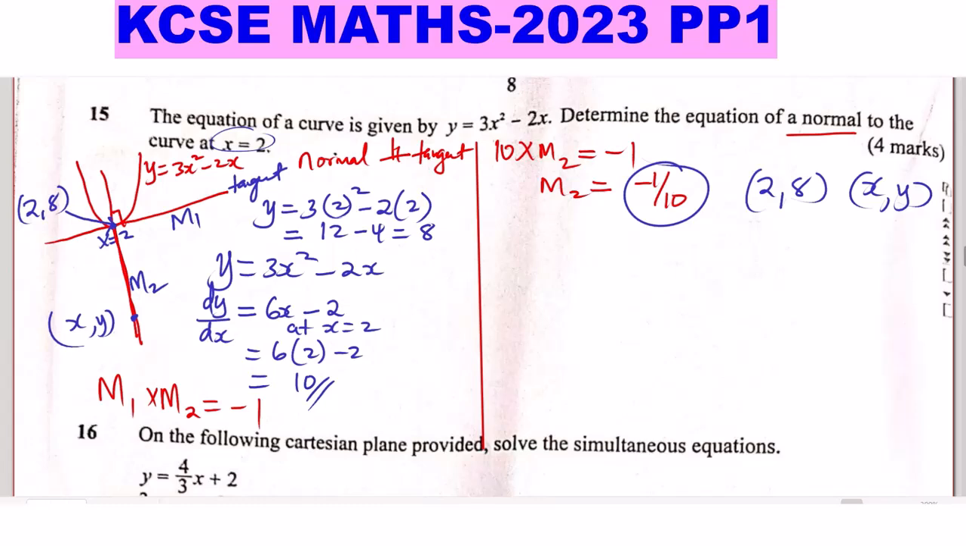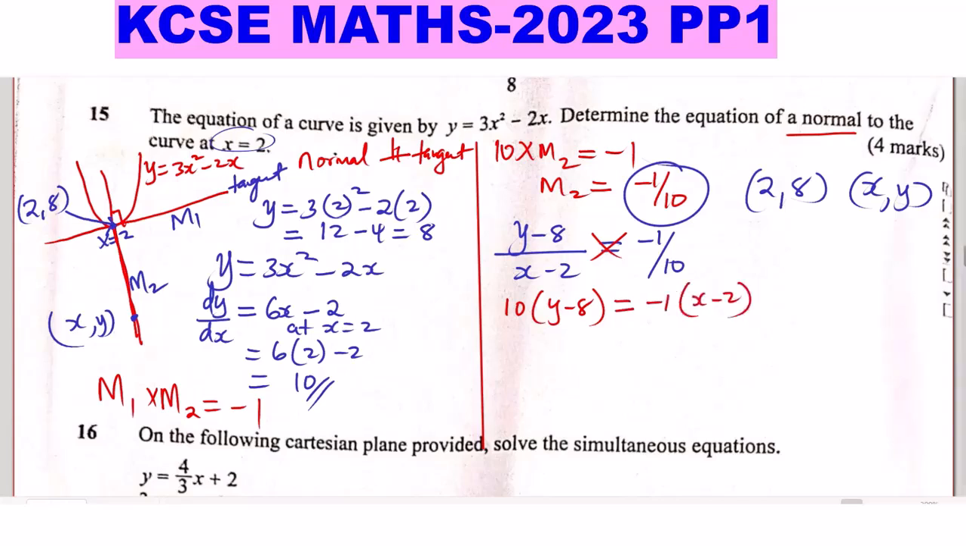So using these two, (2, 8) and (x, y), get the gradient. Gradient is change in y, so y minus 8, divided by the change in x, x minus 2. That is how we get the gradient, and we know that gradient, M2, is -1/10. From here you can cross multiply. You have y minus 8 multiplied by 10, then x minus 2 multiplied by -1. So this will give 10y minus 80 is equal to -x plus 2.